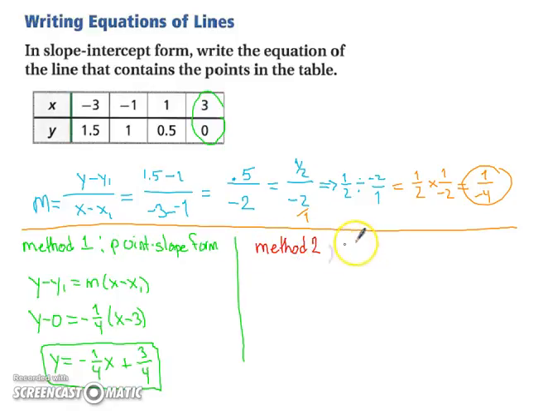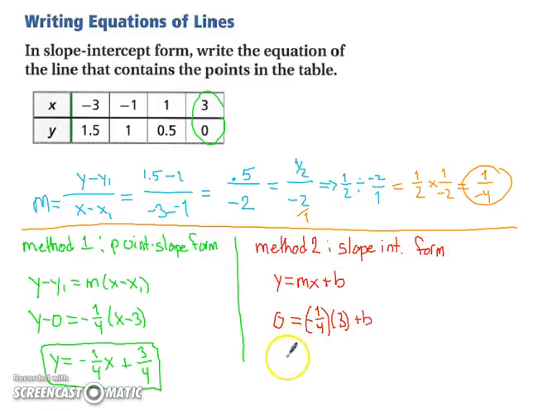So method 2, we're going to use slope-intercept form. So we have y equals mx plus b. We need our intercept to make this work because we have an x and a y, an input and an output value that we can use. So to do this, we would have 0 equals -1/4 times 3 plus b, which in the end ends up providing you with b equals 3/4. So then you can substitute that into your equation, and you have y equals -1/4 x plus 3/4.